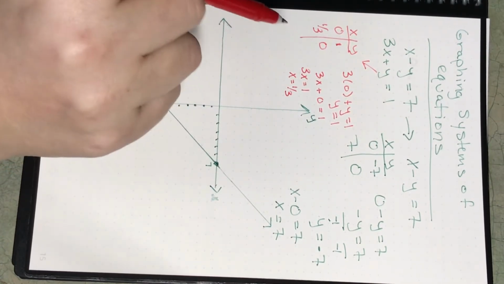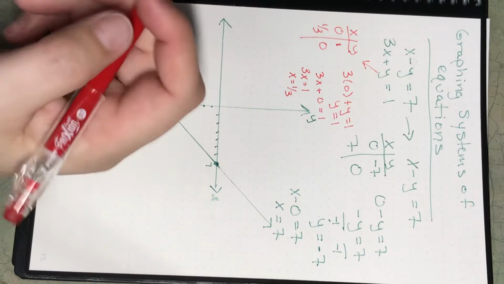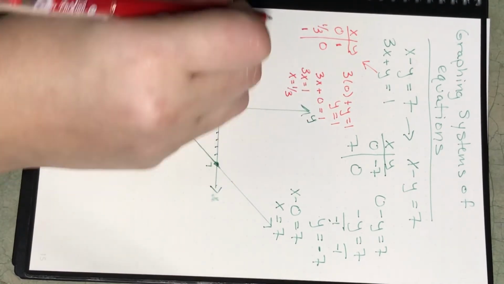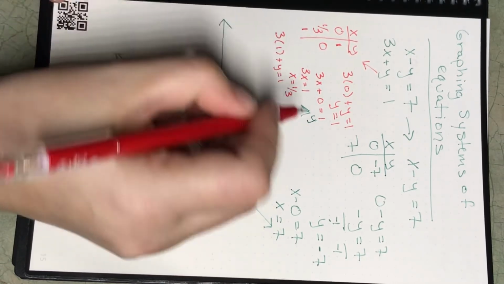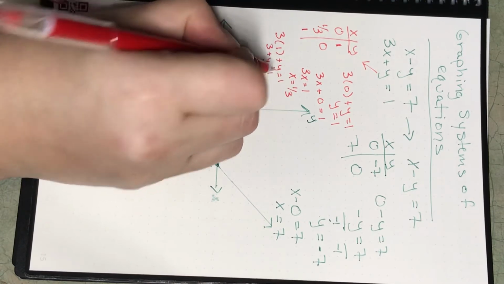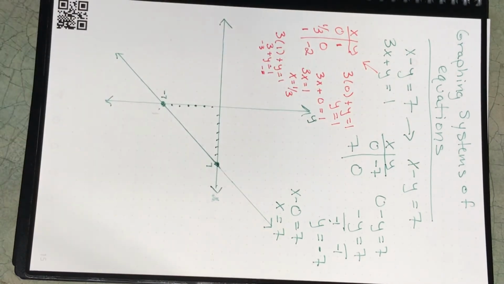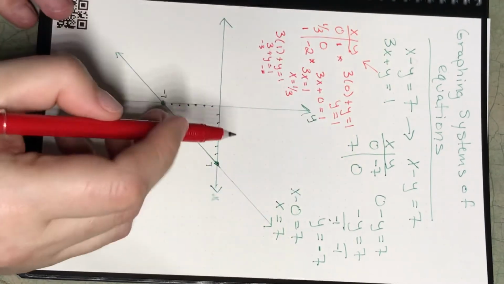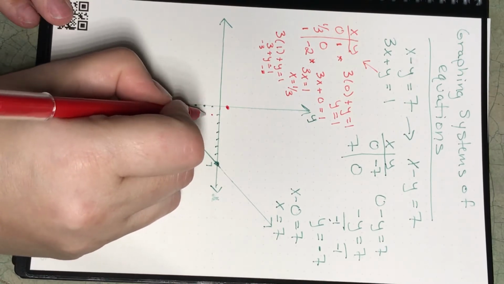So I'm going to pick another value for x just to give me a second point that's going to be easier to graph. So I'm going to say, well, what if x is 1? So then I have 3 times 1 plus y equals 1. So 3 plus y equals 1. Subtract 3. So y is -2. Okay, so now I have these two very graphable points at 0, 1, and at 1, -2.